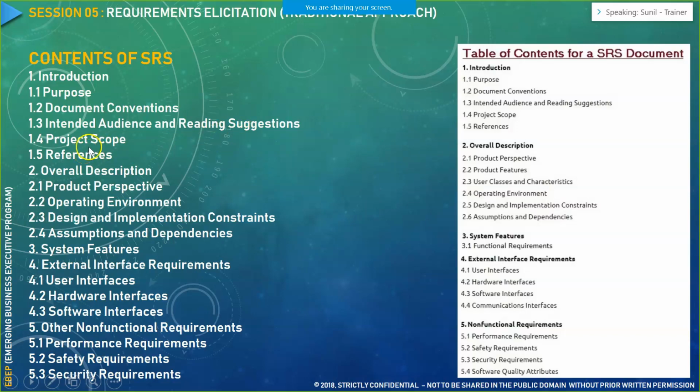It would have the project scope taken directly from the business requirement document, and references also taken from the business requirement document. It would have an overall description: the actual project or product description, the operating environment, the design and implementation constraints specified to be comprehensive enough to be taken up by the development team, and the assumptions and dependencies. Then the system features, the external interface requirements, the user interface, the hardware interfaces, the software interfaces, other non-functional requirements, performance requirements, safety requirements, and security requirements. So essentially, anything that describes your system in detail should go under the software requirement specification.